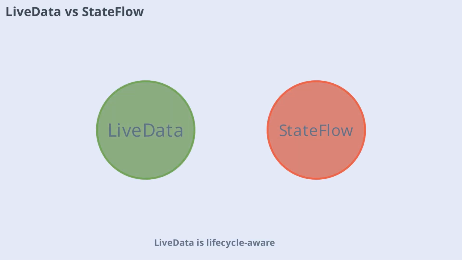LiveData is lifecycle aware, updating only active observers and ideal for UI updates. StateFlow is a Kotlin flow designed for state handling, supporting cold streams and structured concurrency, but requiring manual lifecycle management. Use LiveData for UI-bound data and StateFlow for business logic or shared state management. Choosing the right tool ensures efficient, responsive, and maintainable Android applications.